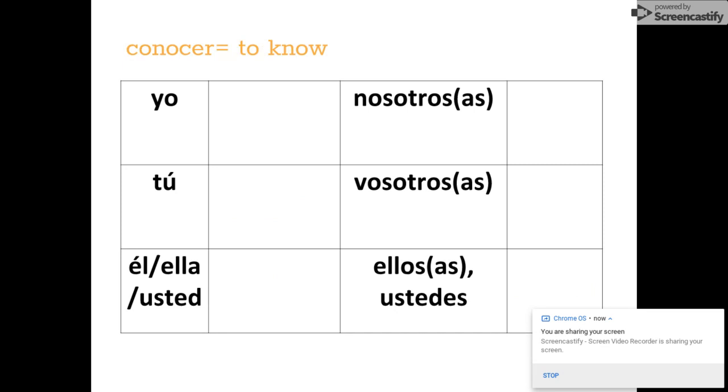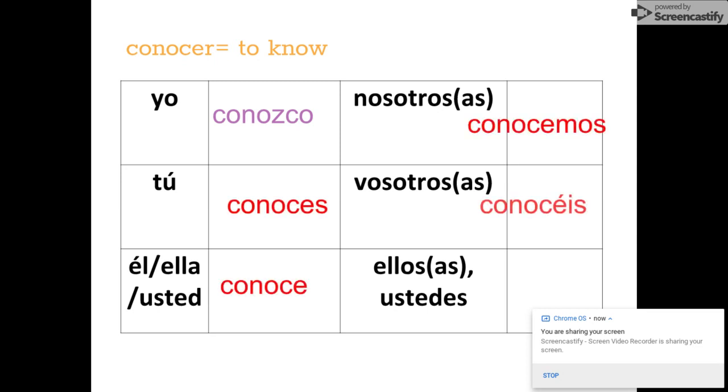Saber is to know. Conocer also means to know, and I'll talk about the difference in a second, and it also has a weird yo form. The yo form for conocer is conozco. The rest of it's normal. Conoces, conoce, conocemos, conocéis, conocen. Normal ER verb.